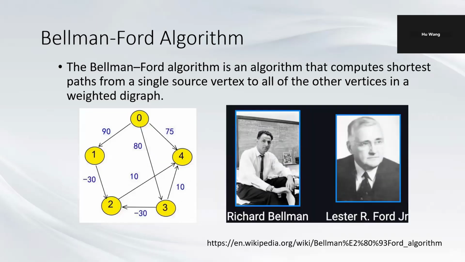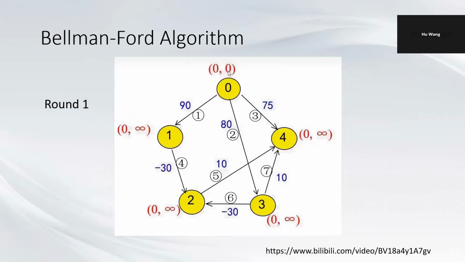The Bellman-Ford algorithm was proposed by two scientists, Richard Bellman and Lester Ford. Richard Bellman is one of the big names in reinforcement learning, so it also shows there are big connections between DP and reinforcement learning. So let's start with a concrete example.